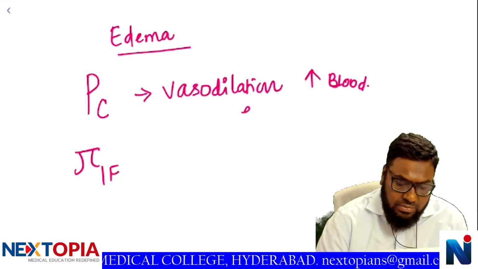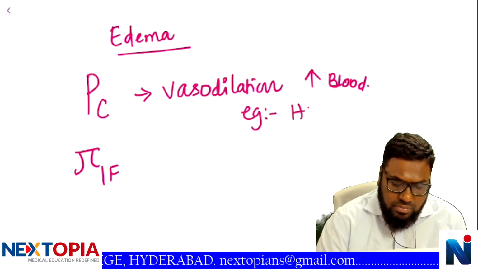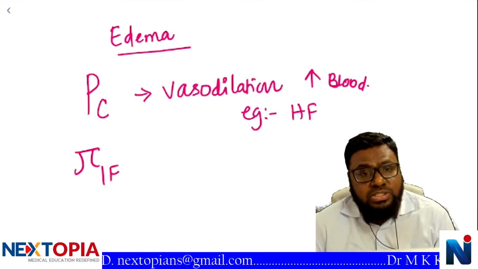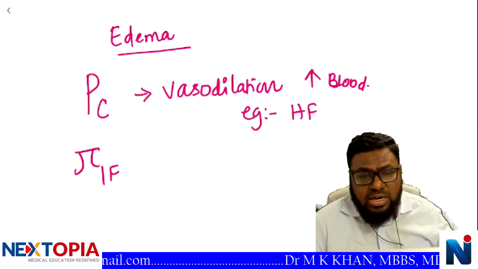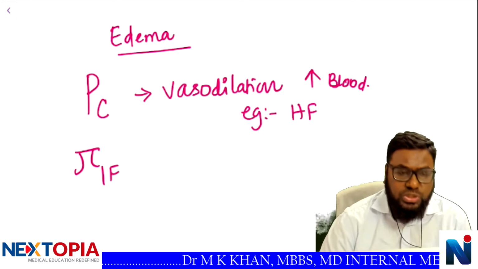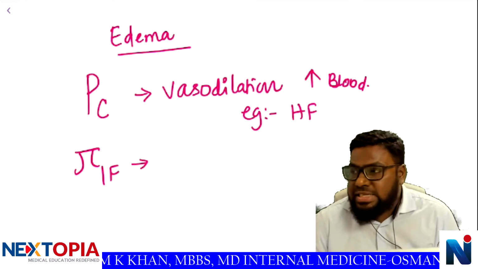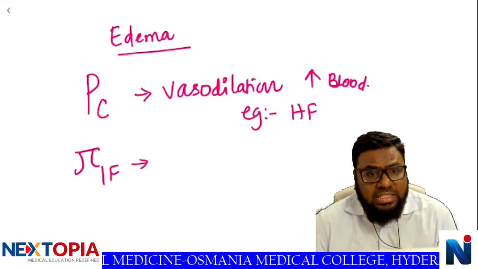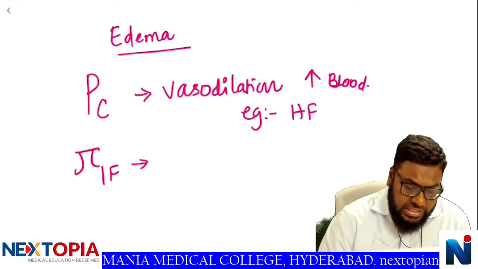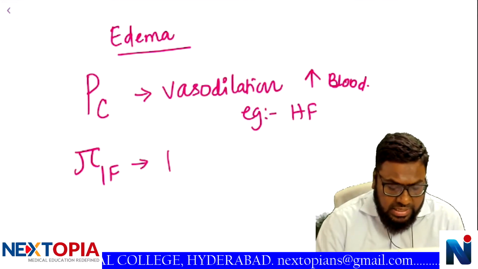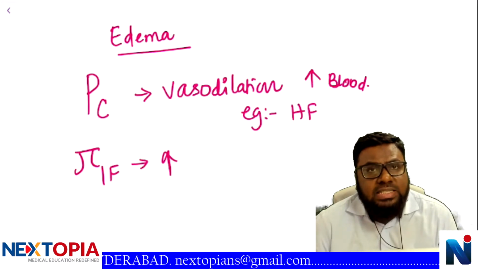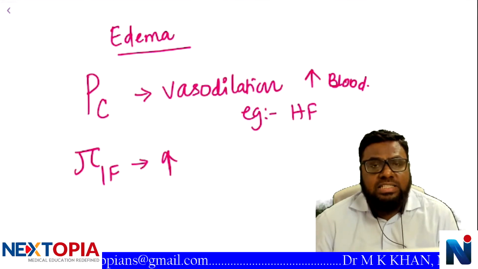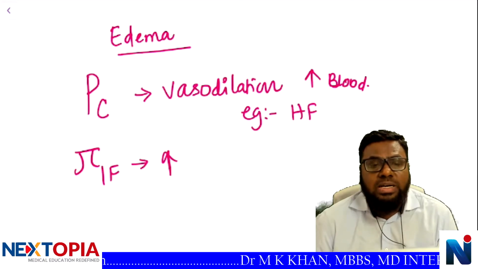Example is heart failure, or sodium retention, any form of hyperaldosteronism, something like that. Next is the interstitial oncotic pressure. The interstitial fluid oncotic pressure, if it is increased, what does that mean? It means that the proteins present in the interstitial fluid are more. Usually it is low, but it is more.